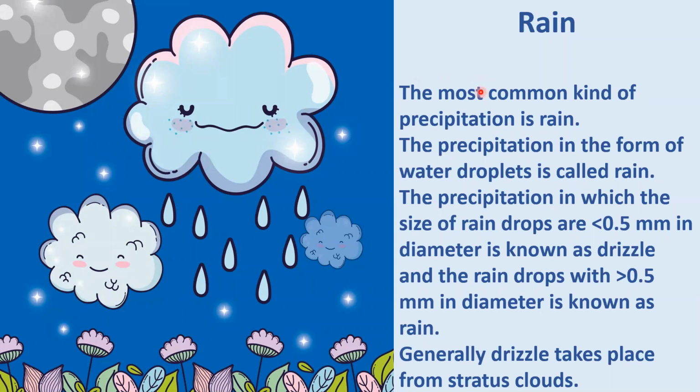Rain. The most common kind of precipitation is rain. This precipitation in the form of water droplets is called rain. The precipitation in which the size of raindrops is less than 0.5 millimeter in diameter is known as drizzle, and the raindrops with more than 0.5 millimeter in diameter are known as rain. Generally, drizzle takes place from stratus clouds.